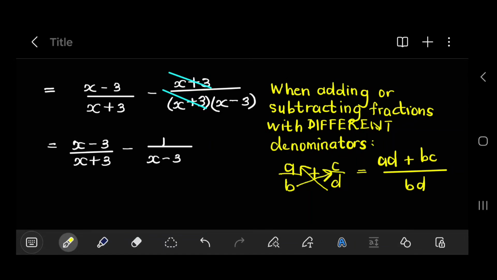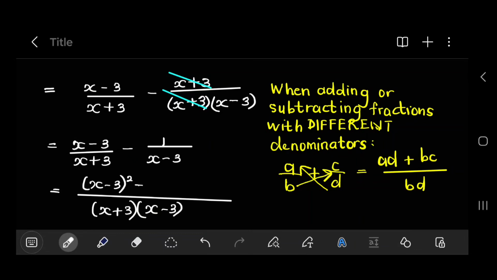Now let's apply this to what we have. So getting the new denominator, we are going to multiply both of these together. We're then going to cross multiply. So we're going to take this x minus 3 and multiply it across with x minus 3. Because it is being multiplied with itself, we can just say x minus 3 all squared. Then we keep the minus in between and we cross multiply the other way. We have x plus 3 times 1, which is just going to be x plus 3.